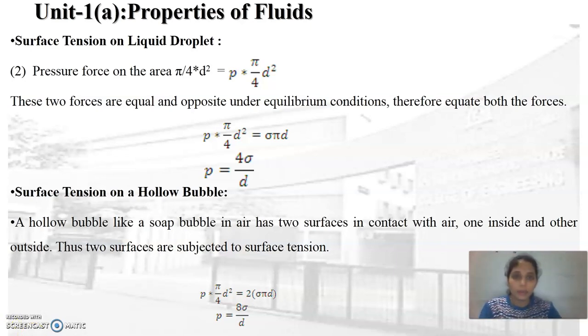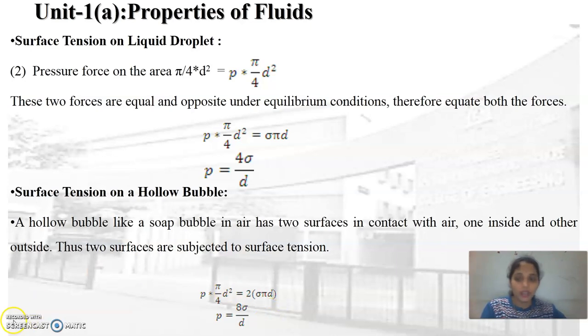As this liquid membrane is in contact with the air from the inner side and the outer side, two surfaces are subjected to the surface tension. So like your previous case, here we are multiplying it by 2 for determining the tensile force on the liquid membrane. After equating these two forces, we obtain the expression for the intensity of the pressure, 8 sigma upon D. Or from this relation, we can also determine the expression for the surface tension, which is equal to PD upon 8.